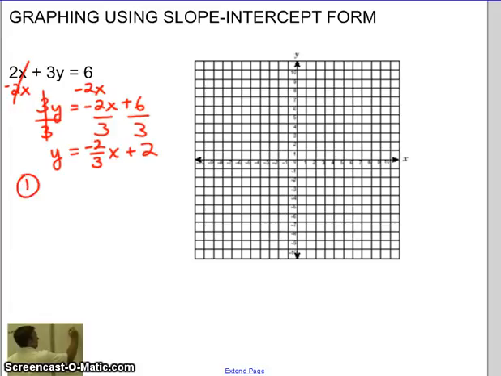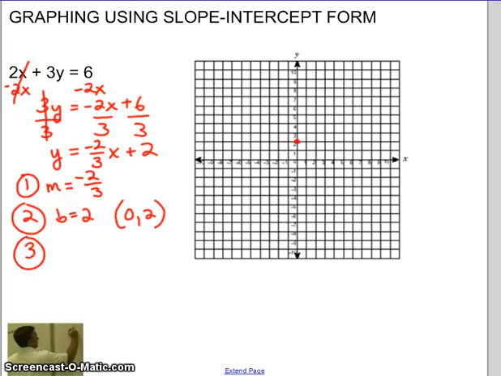The first step, remember, is to identify the slope. In this case, m is 2/3. The second step is to plot the b, or the y-intercept, which b equals 2 in this case, so we're going to plot 0, 2. So I'm going to go to 0, 2 on my y-axis. The third step is to use the slope to plot the second point.